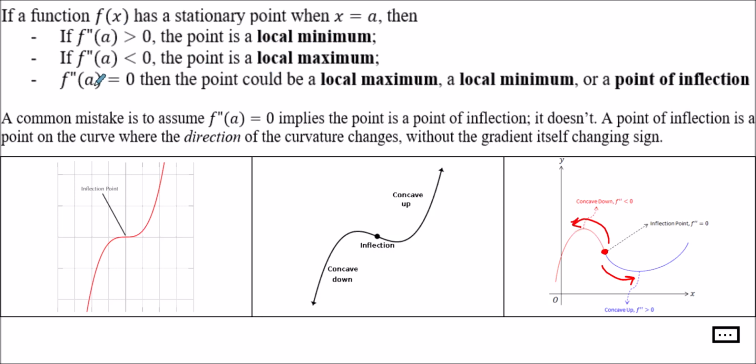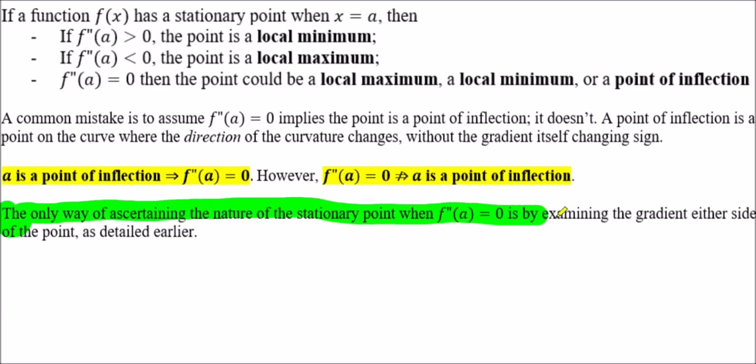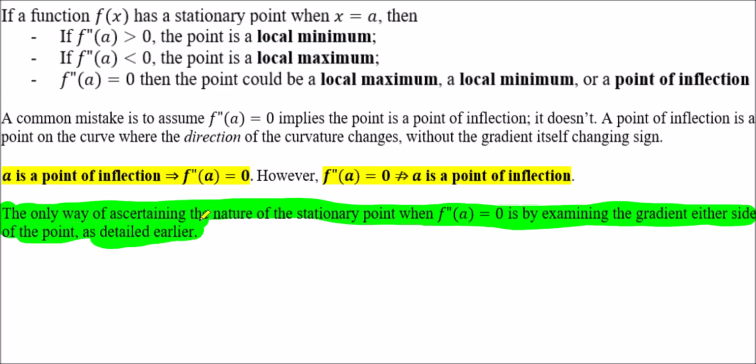A point of inflection is a point, as I say, where the direction of a curve changes without the gradient itself changing sign. So to evaluate when f dashed a is equal to 0, the only way of working out what that is is by doing that first method, by examining the gradient at 2 points either side of A, which we did earlier. Otherwise, there's no telling what sort of stationary point that could be, if indeed it's a stationary point at all.